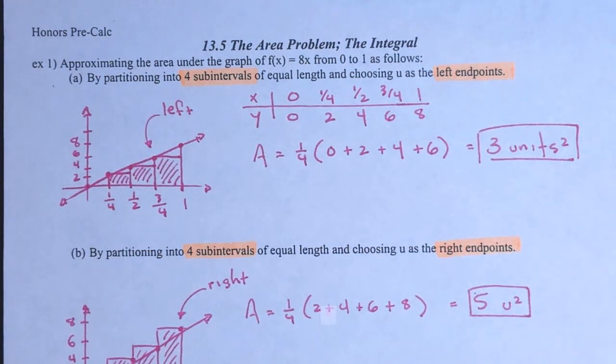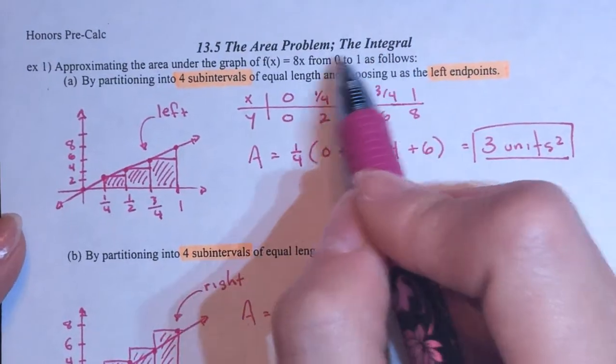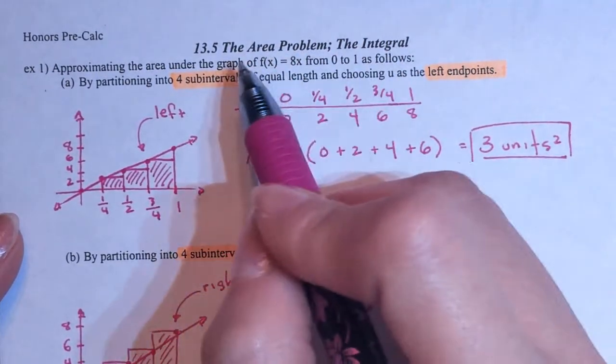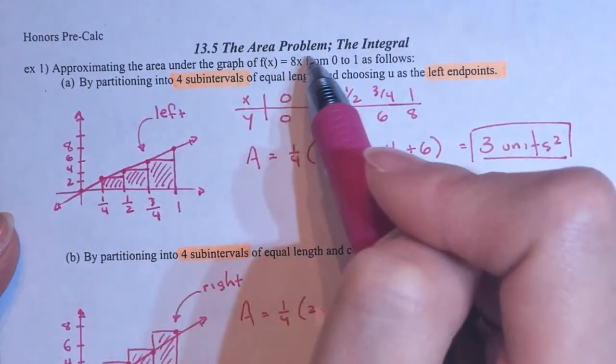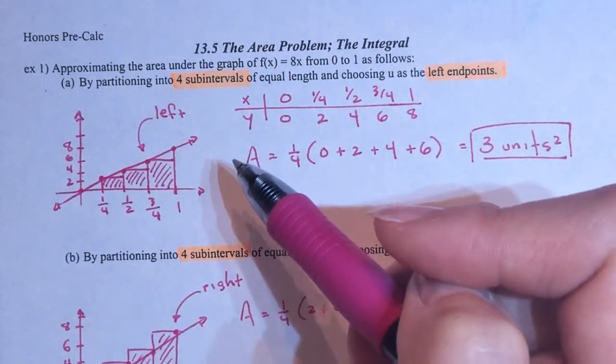Okay, so we're talking about an integral, and integrals are actually areas. What we're finding are areas. So when you find the integral, you're finding the area between a graph and the x-axis.